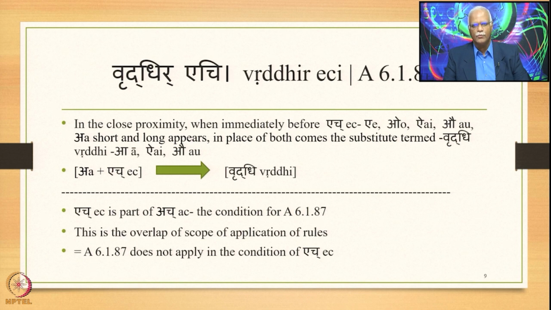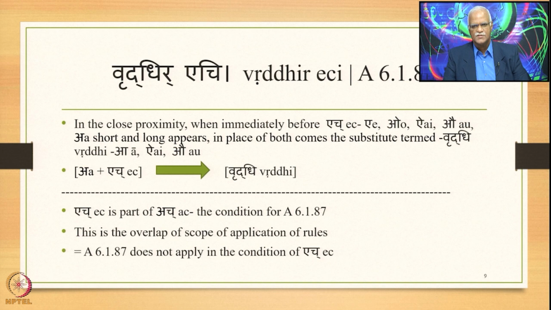To put it in the form of an equation, we can say that A plus Ech are in close proximity and 6.1.88 applies, and the output generated is Vriddhi. We also noted that Ech, which is the condition for 6.1.88 to apply, which is the environment for 6.1.88 to apply, is part of the environment called Ach, which is the environment for 6.1.87. This is the overlap of scope of application of these two rules, 6.1.87 and 6.1.88.